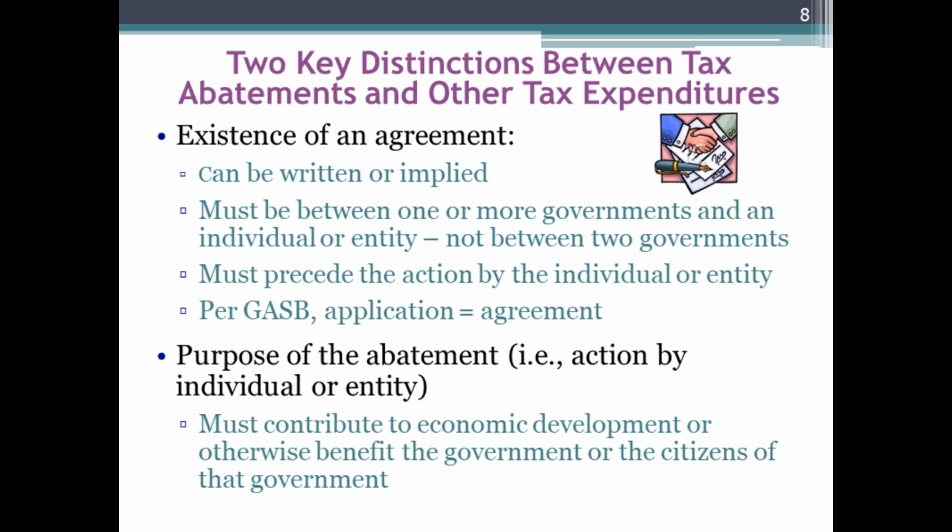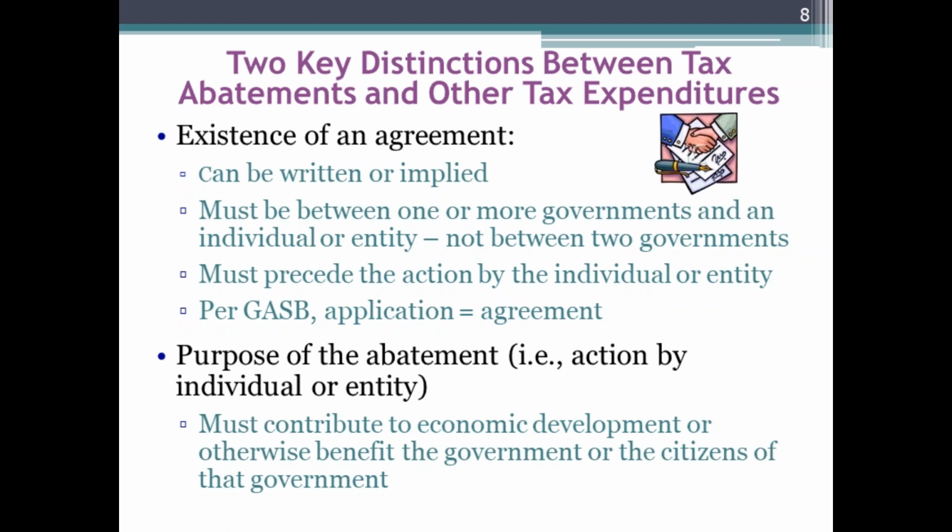It can be written or implied, but there has to be a clear, identifiable agreement between a government and an individual or entity, not between two governments, but between a government and, say, a corporation that's trying to move into town. The agreement has to happen before that individual or entity takes whatever action they've agreed to do. So if they've agreed to move a fairway into town, the agreement has to happen before that action takes place on the entity's part. And in accordance with GASB, an application equals agreement.